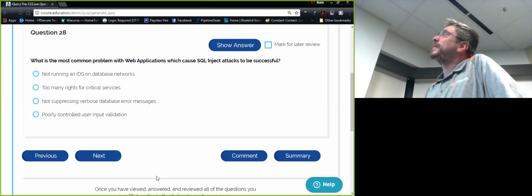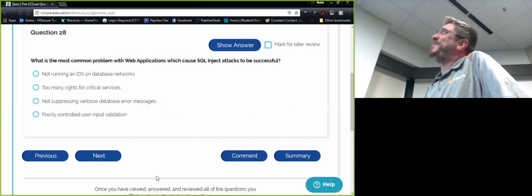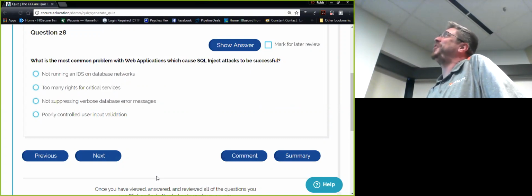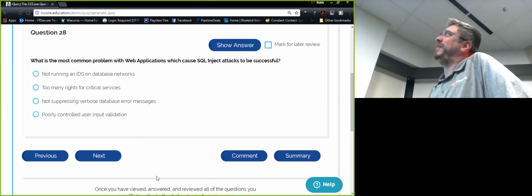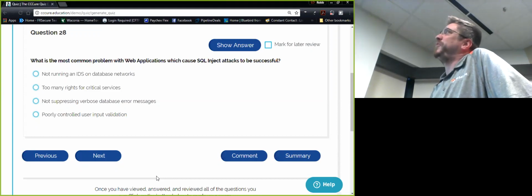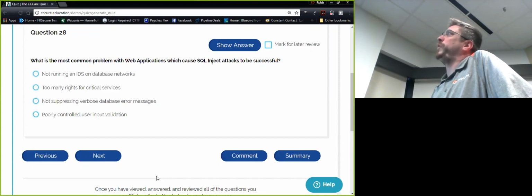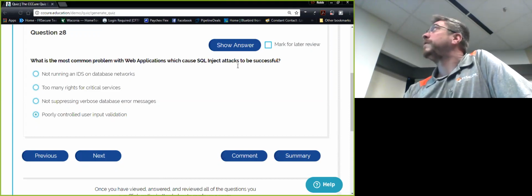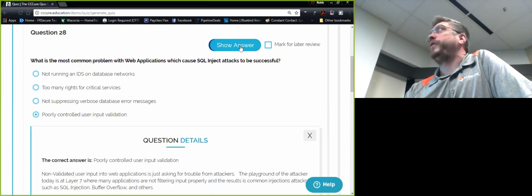What is the most common problem with web applications which cause SQL injection attacks to be successful? Not running an IDS on database networks, no. Too many writes for critical services, well, that could definitely be a problem, but not for SQL injection. Not suppressing verbose database error messages, well, that's correct as well, but poorly controlled user input validation. I would say it's D. Poorly controlled user input.